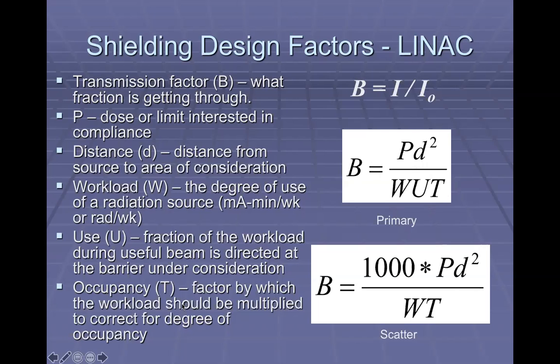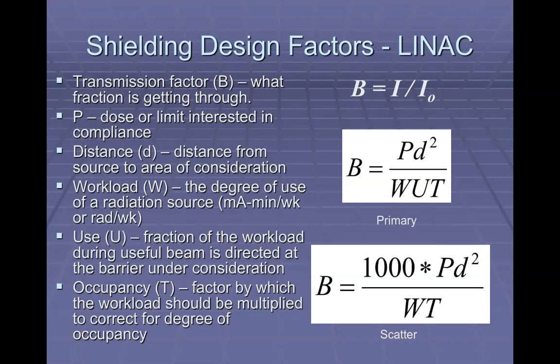And then finally, the occupancy factor. All these are easy: W goes with workload, U goes with use, T is for occupancy. The way that I was taught to remember this, the humorous way, is to think of T as toilet, and a toilet can be occupied. So when you're struggling and think, what is T? Try to think of that. Hopefully that jogs your memory. But T is just acknowledging the fact that certain spaces are not occupied all the time.